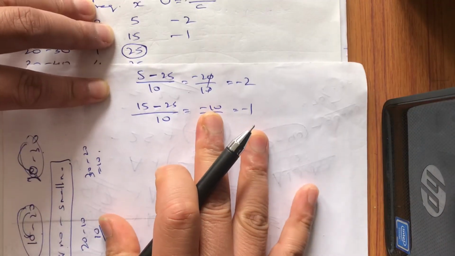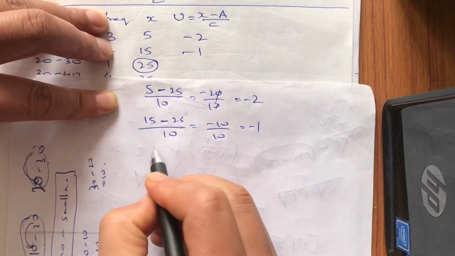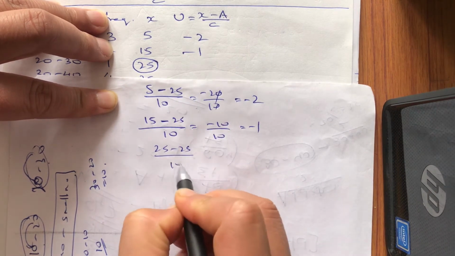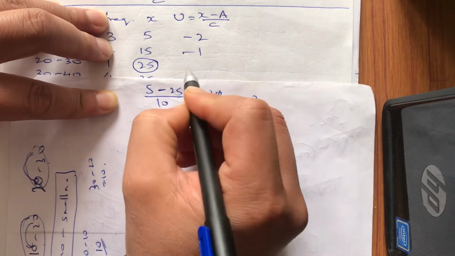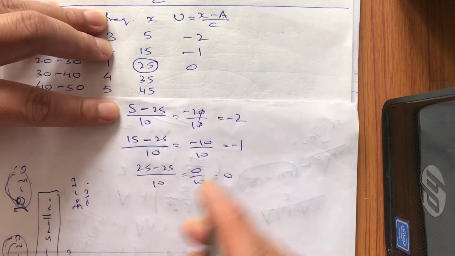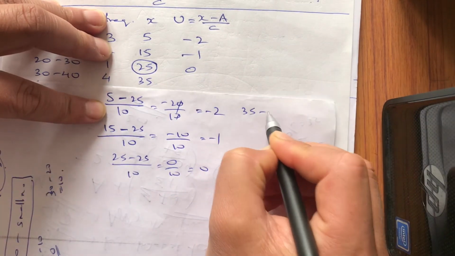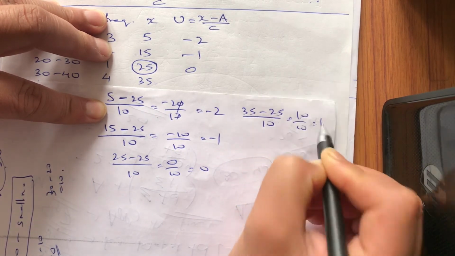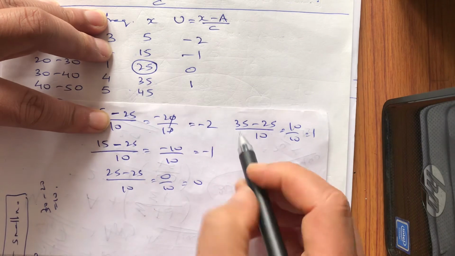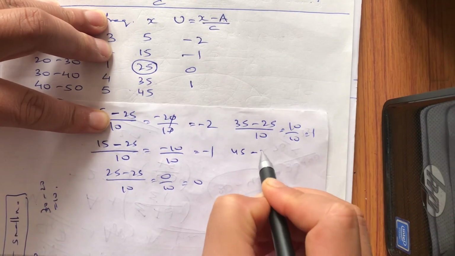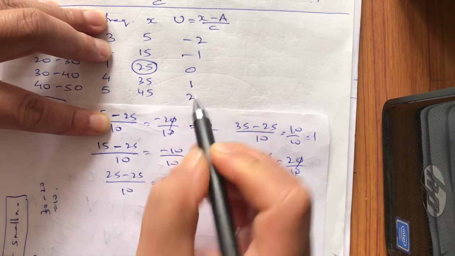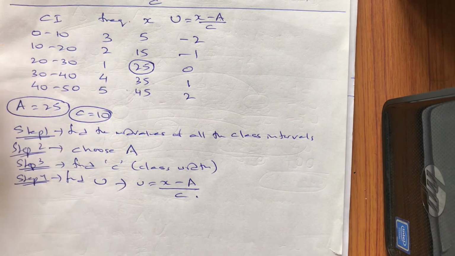Now similarly, the third x is equal to 25. So 25 minus 25, that is your a, divided by your c, 10. 0 by 10, that is equal to 0. In the same manner, you solve 35. What do we get? x minus a divided by c, that is 10 by 10, that is equal to 1. Then the next one is x minus a divided by c, that is 20 by 10, that is equal to 2. So that is how we get our u.